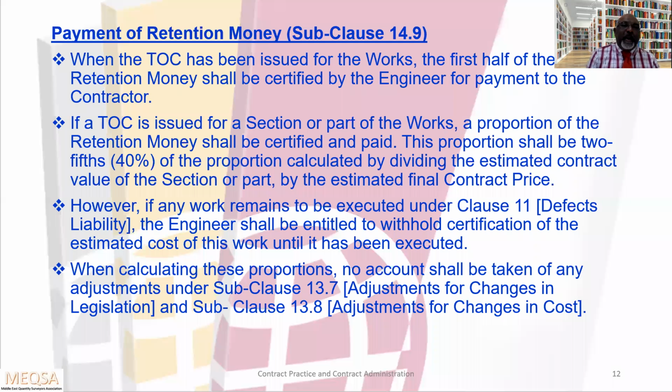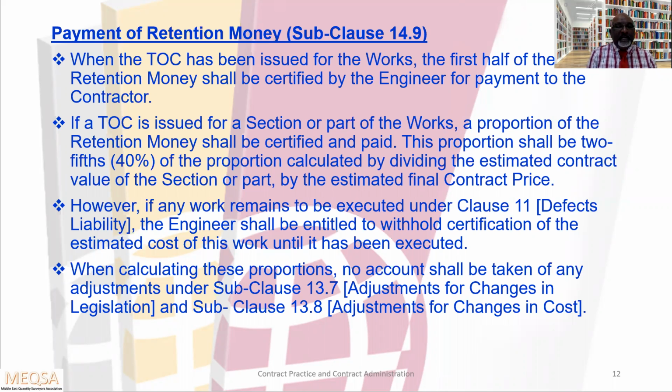Let us move to the payment of retention money, subclause 14.9. When the TOC has been issued for the works, works meaning the whole works, the first half of the retention money shall be certified by the engineer for payment to the contractor.